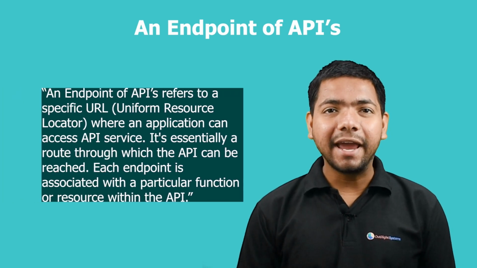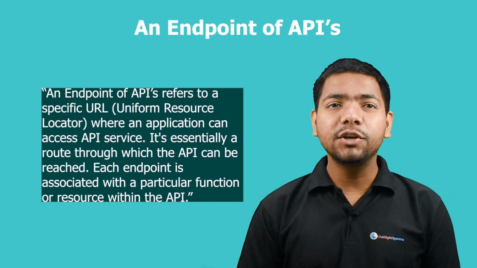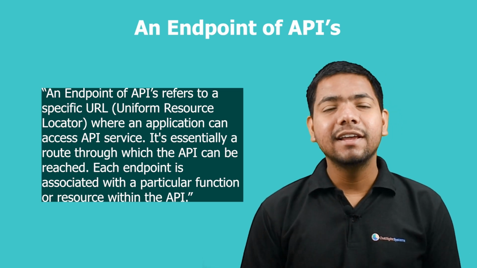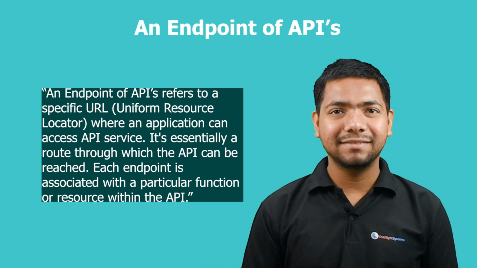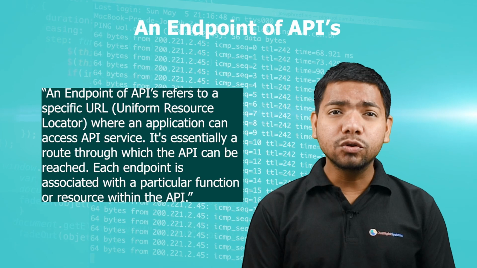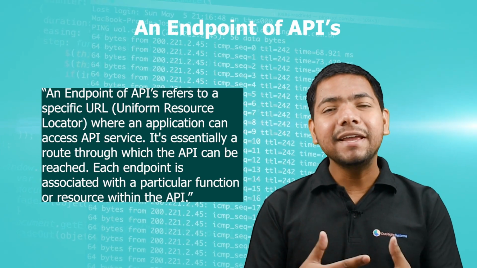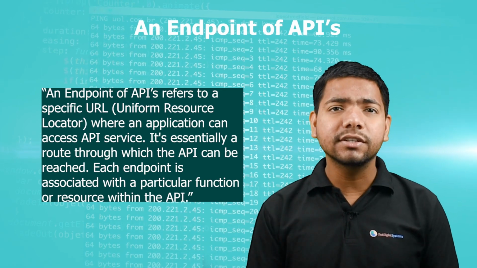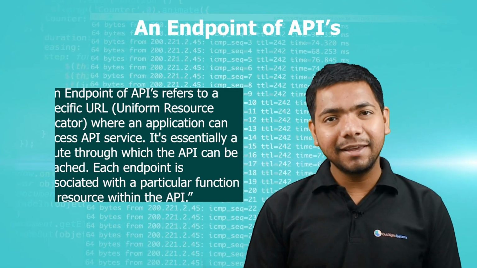So, what is an endpoint? An endpoint of an API refers to a specific URL, uniform resource locator, where an application can access an API service. It's essentially a route through which an API can be reached. Each endpoint is associated with a particular function or resource within the API.